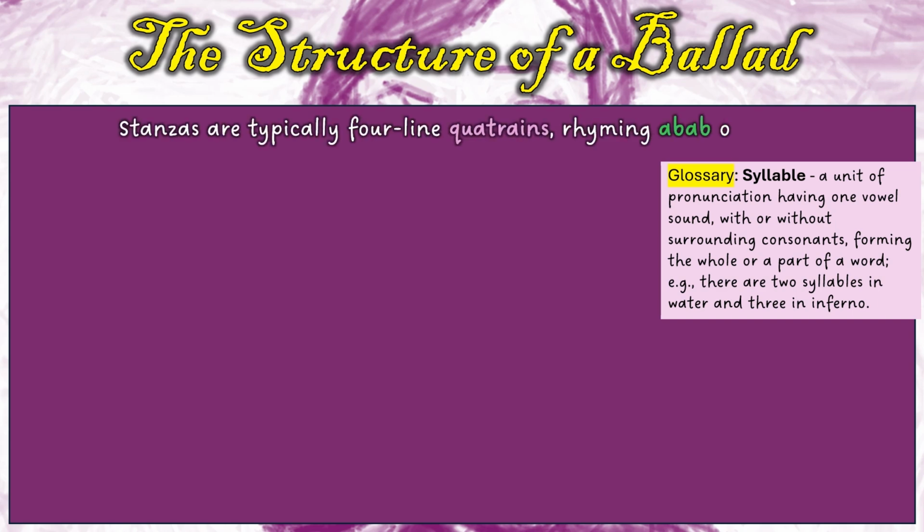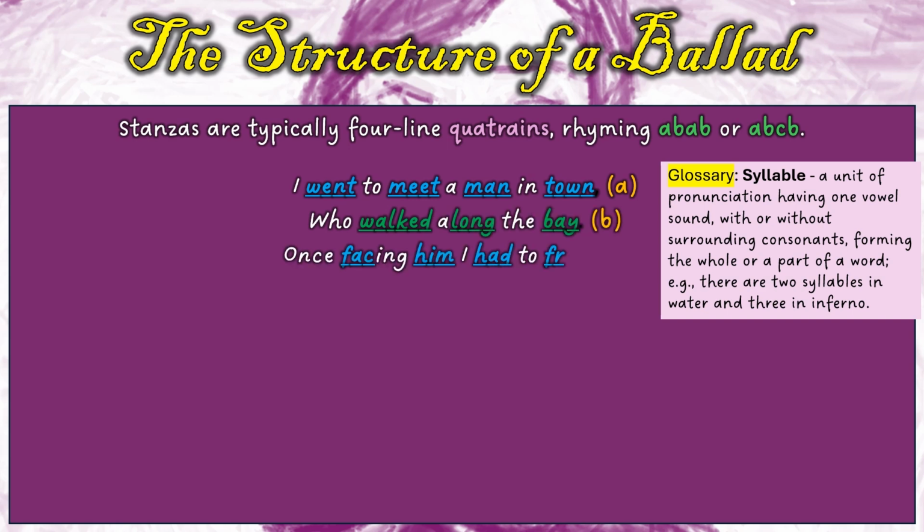Stanzas, remember that's the paragraphs of a poem, are typically four lines. So remember, these are called quatrains. And they have a rhyme scheme of ABAB or ABCB. This is what it looks like. You can see from this stanza, I have coloured in various rhyme schemes.